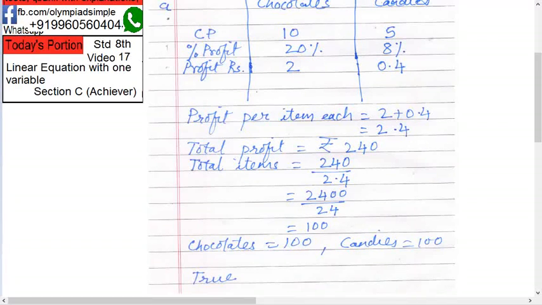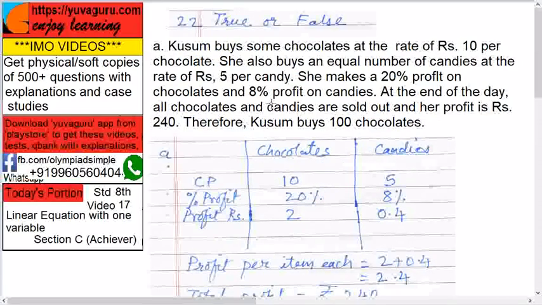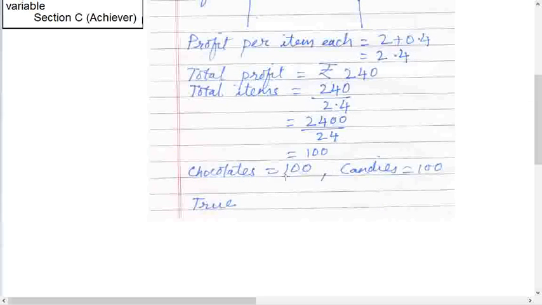Okay. So the question for true or false is, Kusum bought 100 chocolates or sold 100 chocolates. So that is true. Both she has bought 100 and sold 100. So the answer is true.